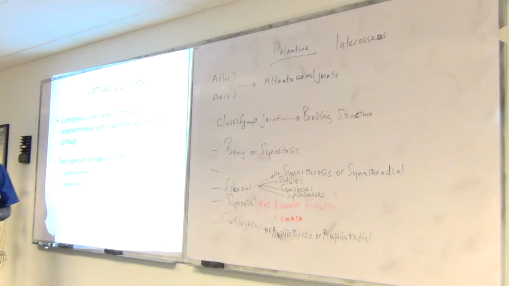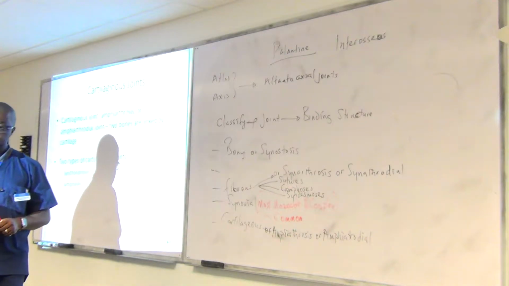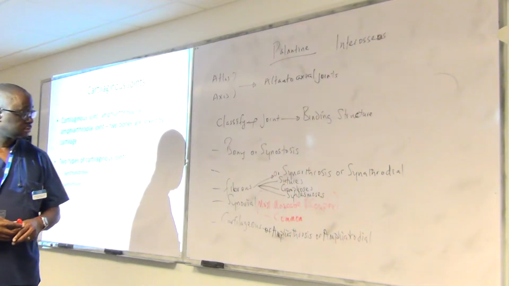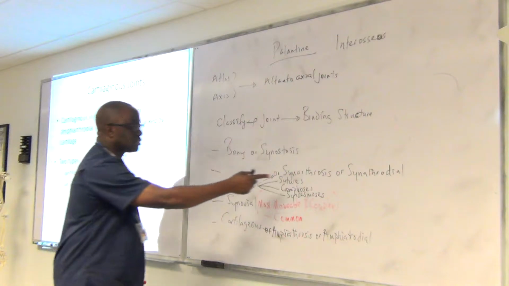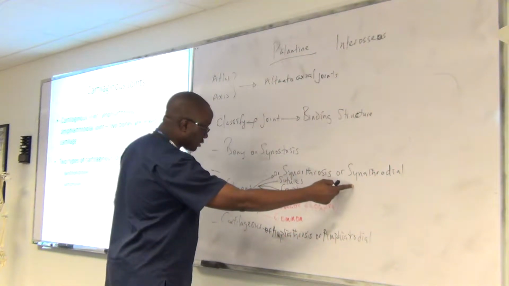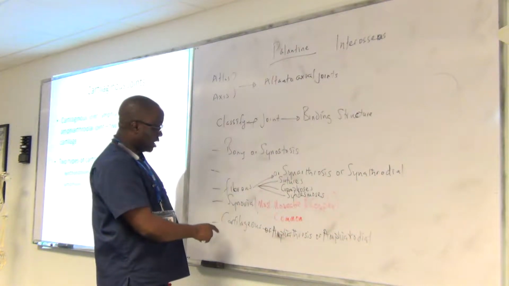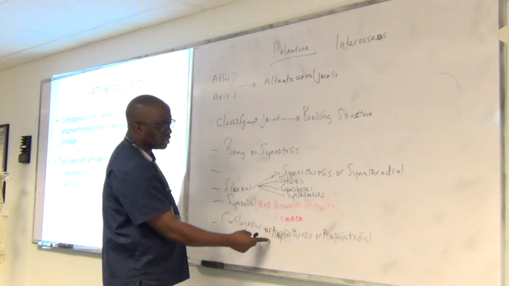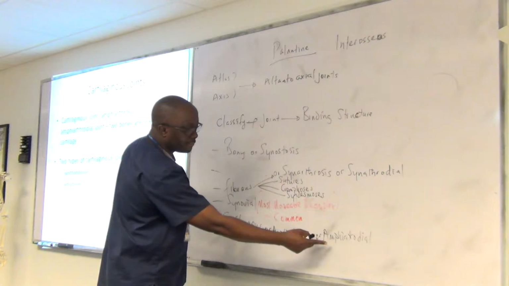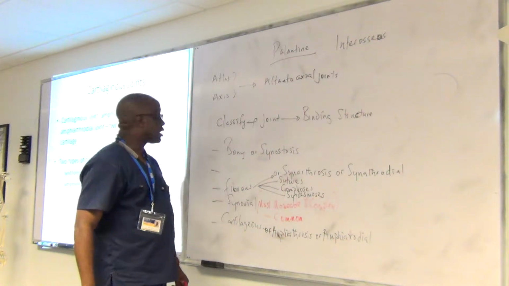I'm a little lost for a minute here. Fibrous goes with synarthrosis or synarthrodial, and we have three types of it. Then cartilaginous goes with amphiarthrosis or amphiarthrodial. Gotcha. Okay, thank you.